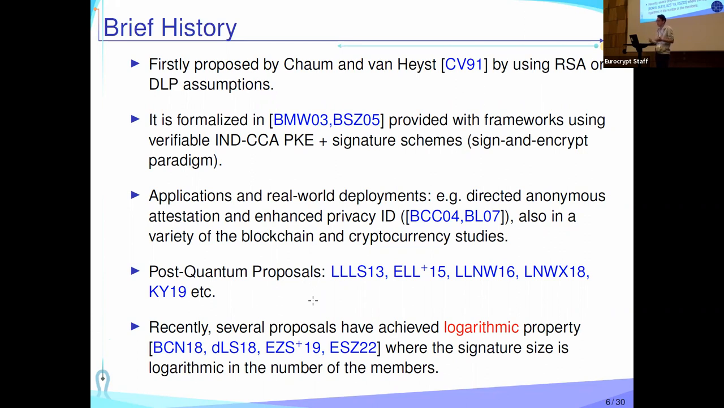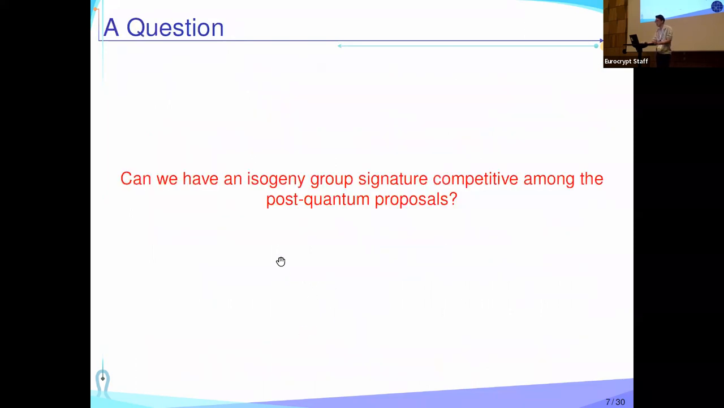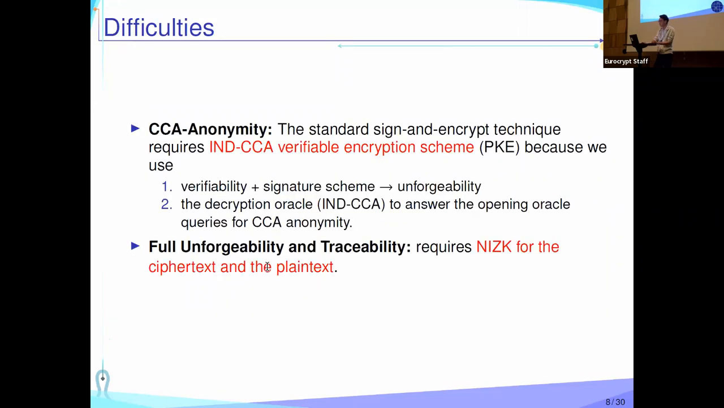But most of them are lattice instantiations, and they use some new techniques from lattice cryptography. So of course, these techniques cannot be applied to, say, isogeny cryptography. So can we have an isogeny-based group signature scheme that is competitive enough among other post-quantum proposals? The answer is, of course, yes, that's why I'm here.